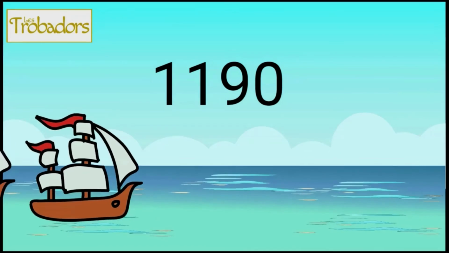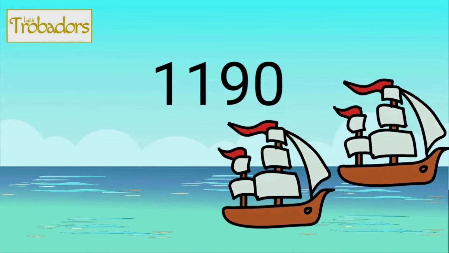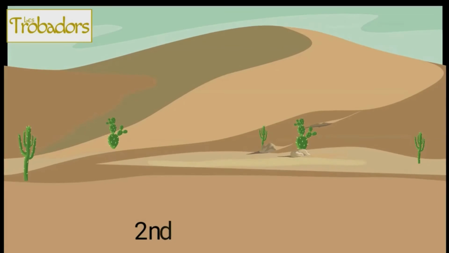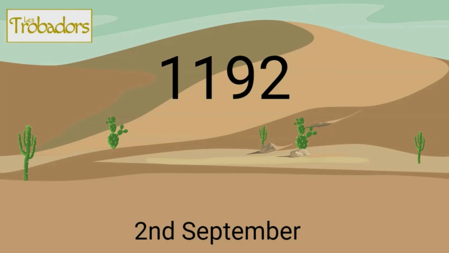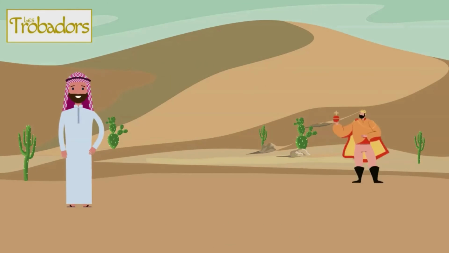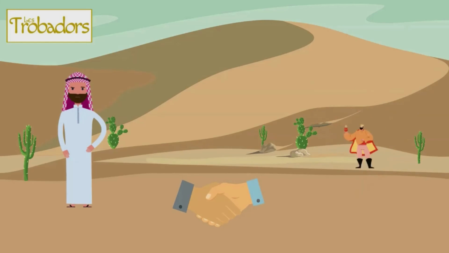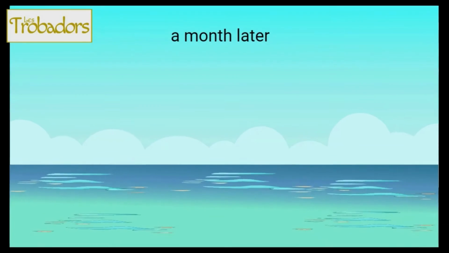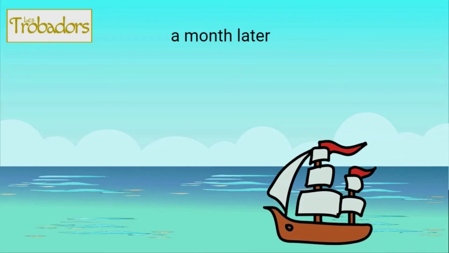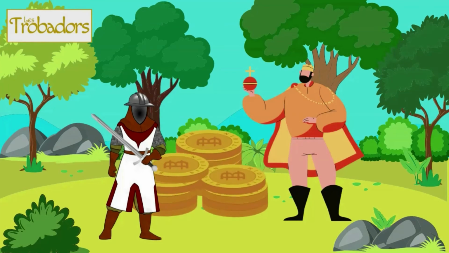In 1190, the 2 kings embarked on the Third Crusade. On the 2nd of September, 1192, Richard the Lionheart declared peace with Saladin. A month later, worried about the situation in England, he decided to return.